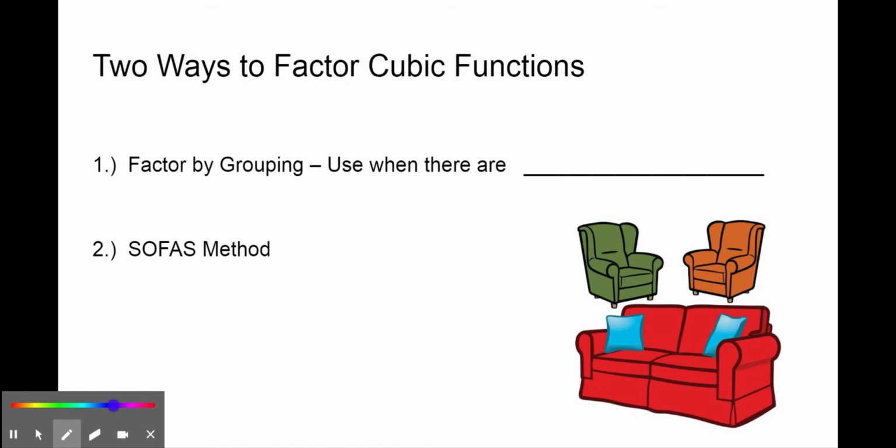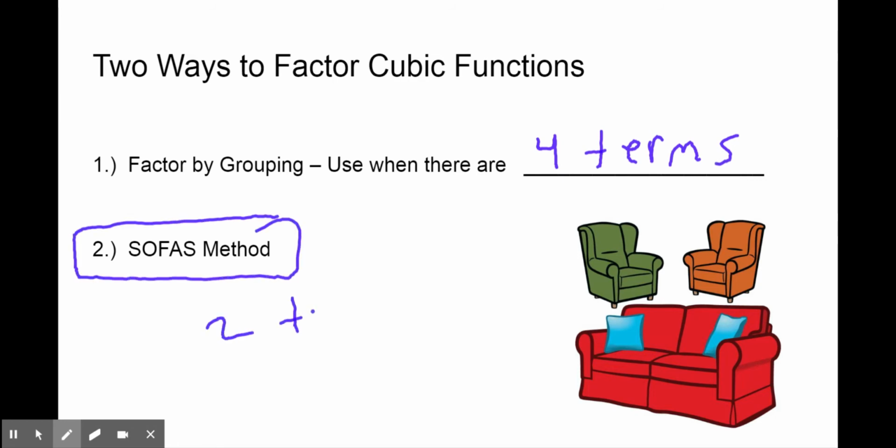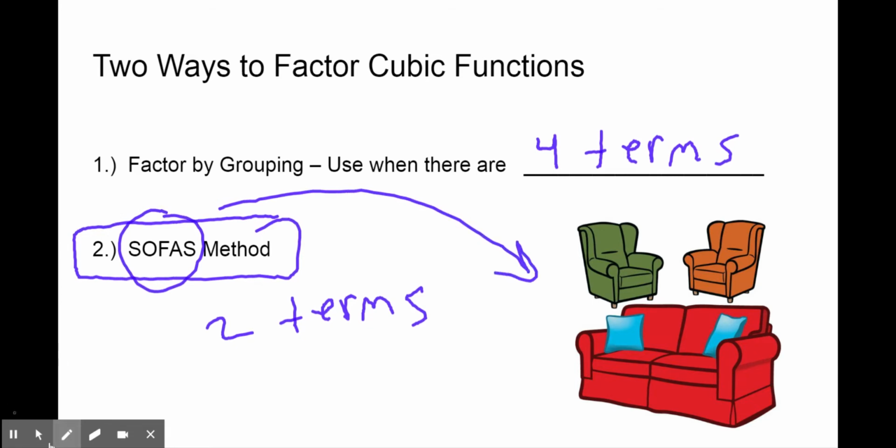There's really two ways in which you can factor a cubic function. One way is using the factor by grouping method, and this occurs when there's 4 terms. However, this is not what we're going to be focusing on for today. We're going to focus on the SOFA method. This occurs when there's 2 terms, otherwise known as a binomial. And so we're ultimately going to be looking at an acronym called SOFAs to factor these equations.